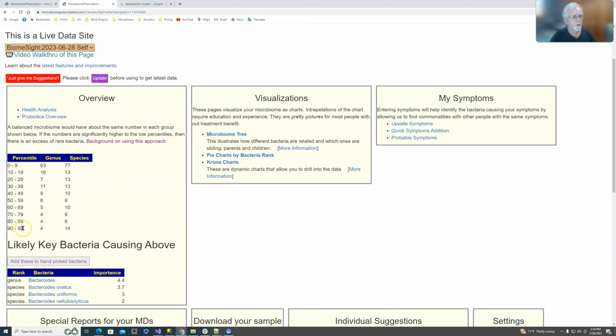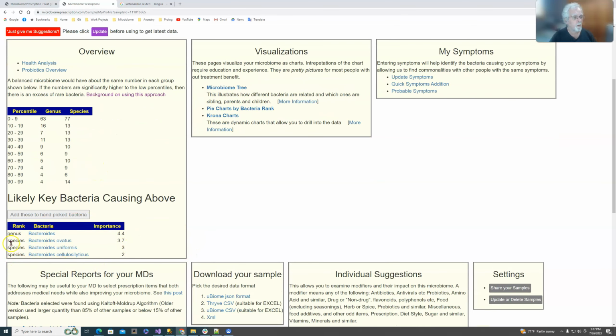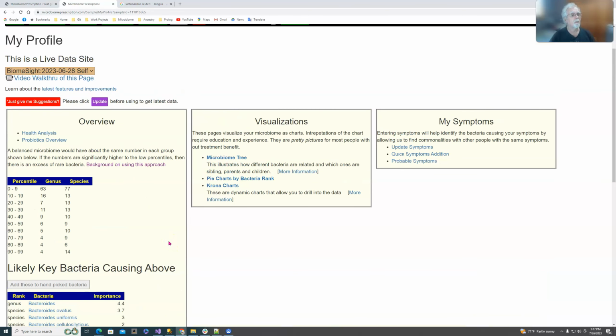This table, in theory, with a normal microbiome, should have roughly the same number in each one of these 10 percentile ranges. I refer to it as the percentages of percentile, which is a bit of a mouthful, but basically we have bacteria with token amounts which are grossly overrepresented. And down below we identify things which are perhaps key bacteria to take a look at. But let's go on and take a look at the health analysis.